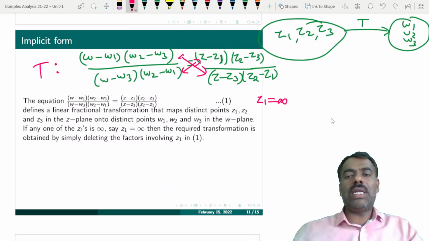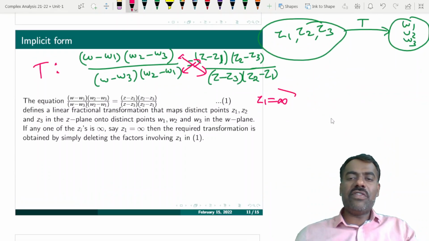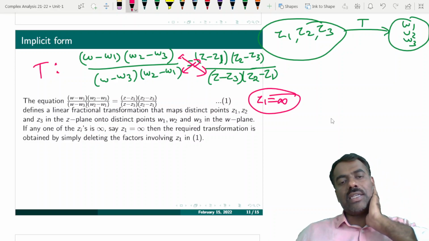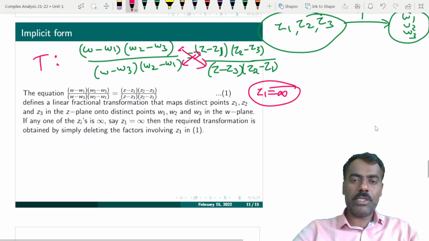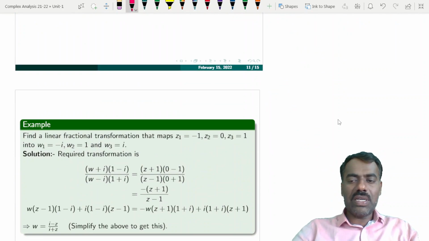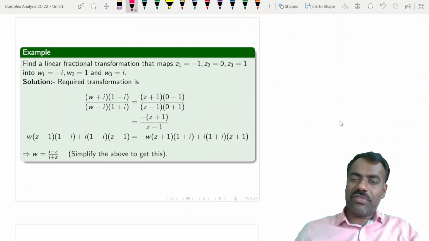So what I mean to say is that if z1 is infinity, then wherever the z minus z1 term is there, we can remove those things. Okay, and what remains is the required transformation. Let's see quickly one example of how one can find it.